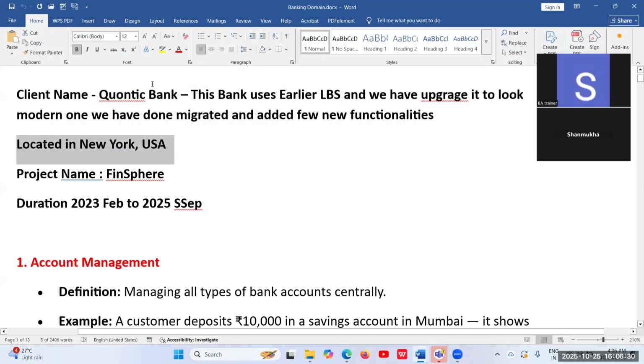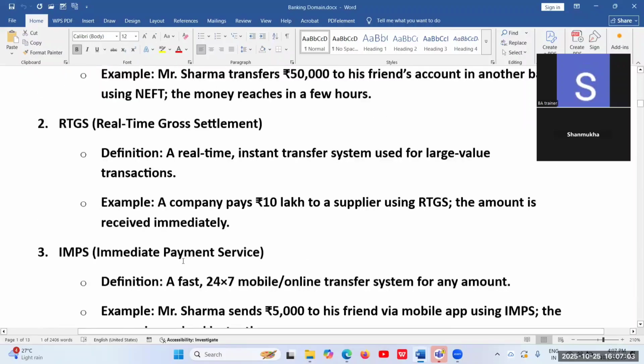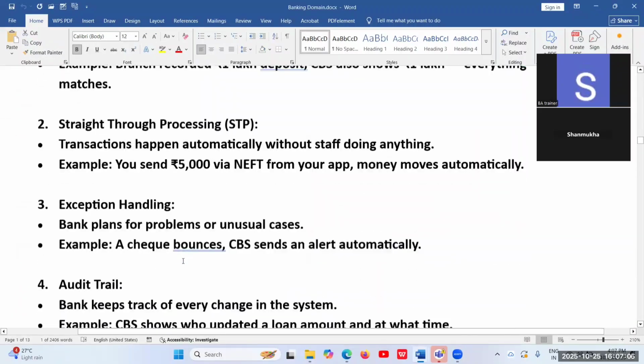And the project name I have mentioned is FinSphere. Our project name is called FinSphere, and in the interview, if they ask you what duration you worked on this project, you can say from February 2023 to the end of 2025. So project name is FinSphere. Client name, if they ask you, you can say Quantic Bank. It is located in New York, USA. Okay, and let me give you the overview of our project.